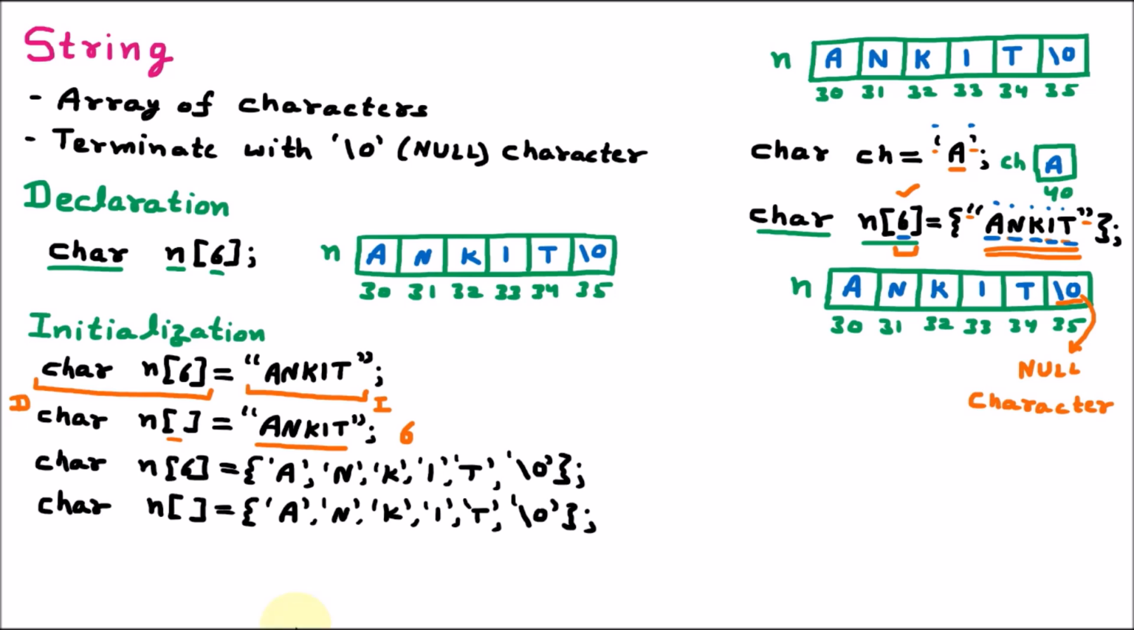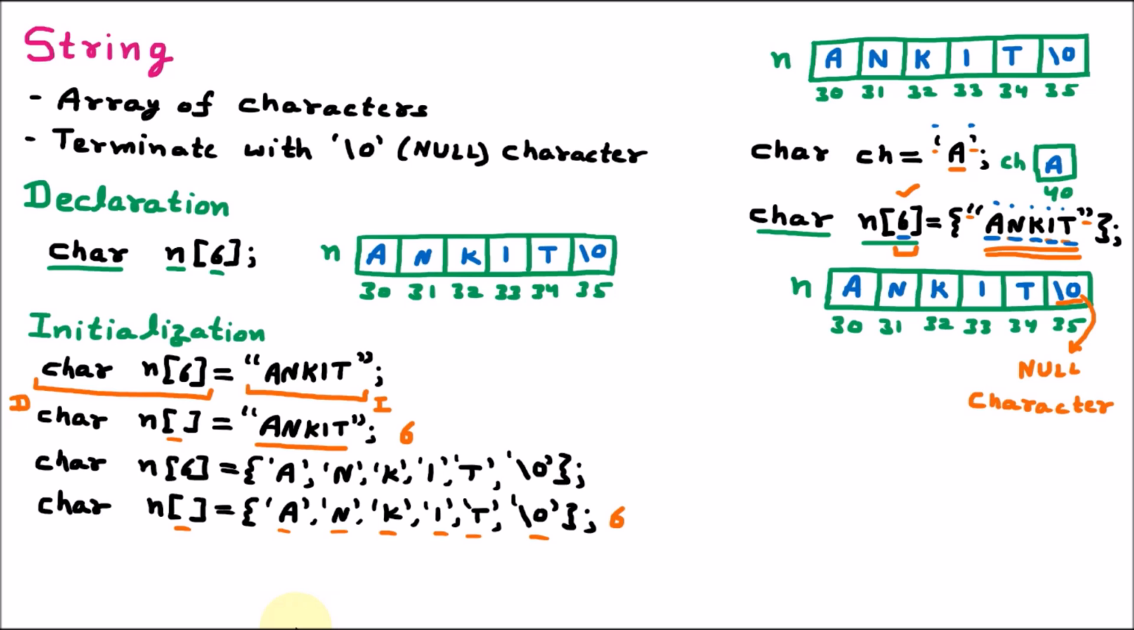We know that here we are dealing with character by character, and how many characters have we provided? 1, 2, 3, 4, 5 and 6. So here 6 will be the size. So the compiler will assume that 6 is the size. These all 4 lines are exactly the same.